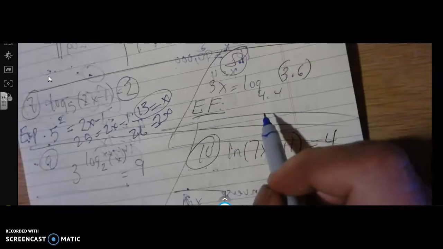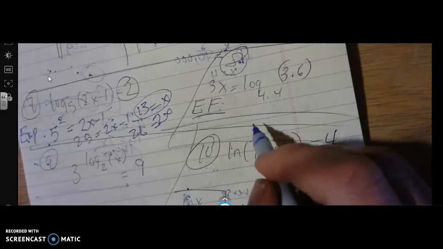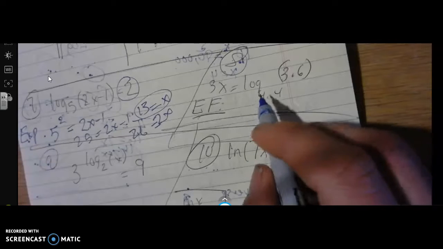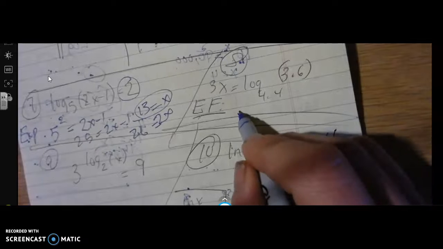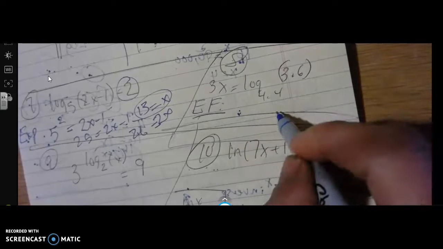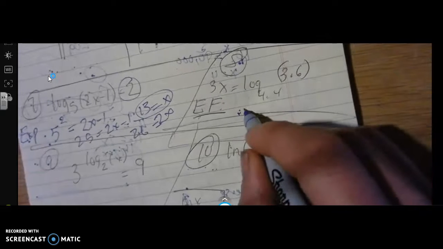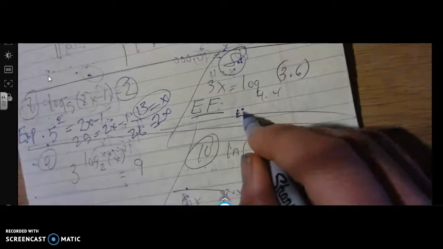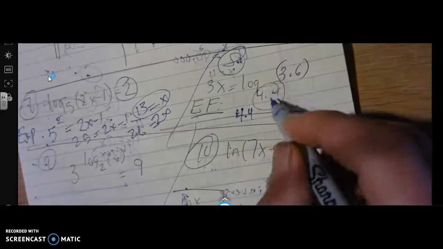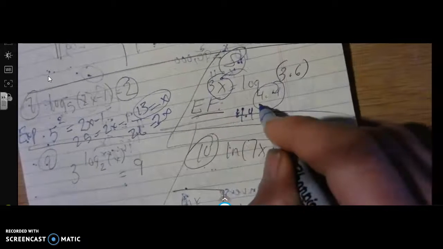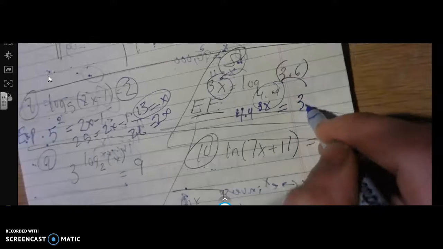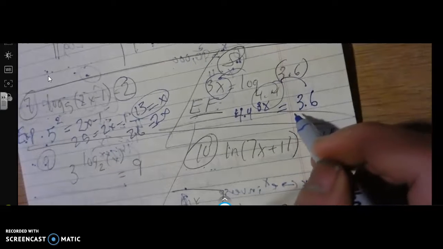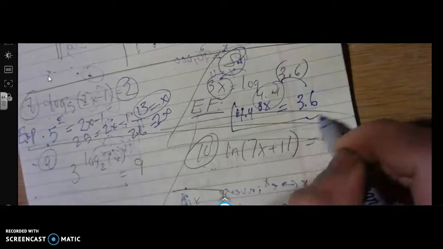All right, so log is an exponent. So for this one, you're going to write it in exponential form as well. That's all they want for this problem. They don't want you to actually figure it out. They want you to just write it out in exponential form. So the base is 4.4. The logarithm becomes the exponent, so 4.4 to the 3x is equal to, and then the number you're taking the log of goes to the other side. So it's going to be 4.4 to the 3x power equals 3.6. All you had to do was write that one out.